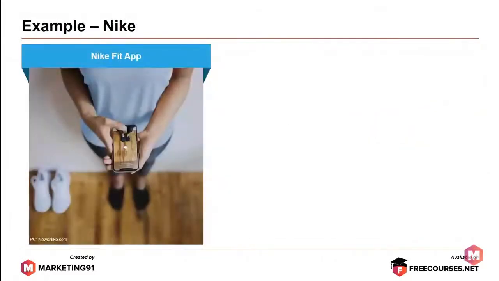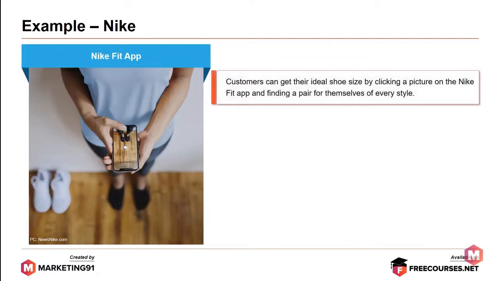Now let's look at some examples of companies practicing good database marketing. Let's start with the first one, that is Nike. Nike's Fit app. Customers can get their ideal shoe size by clicking a picture on the Nike Fit app and finding a pair for themselves with every style.